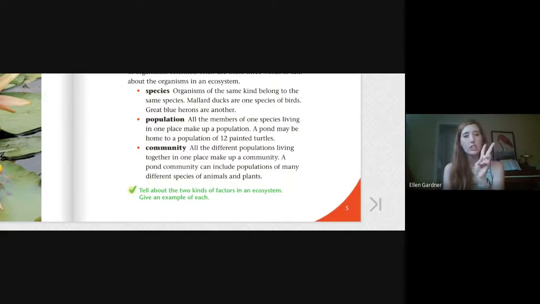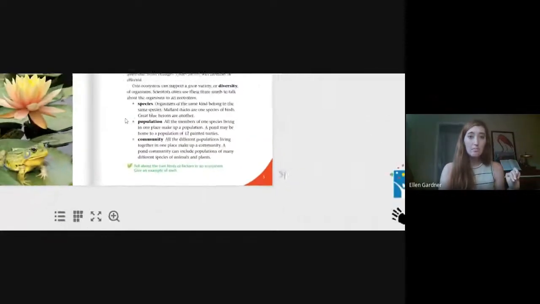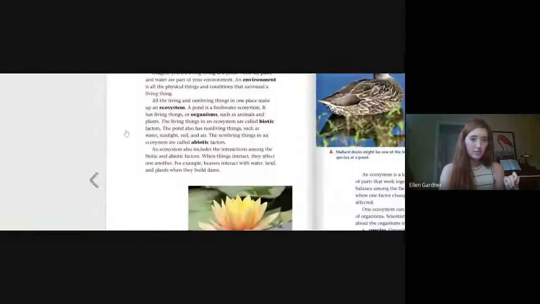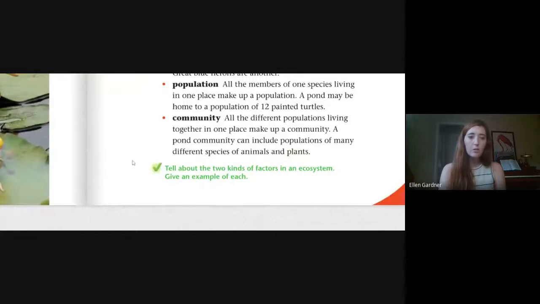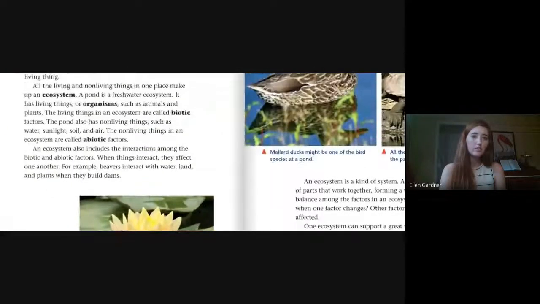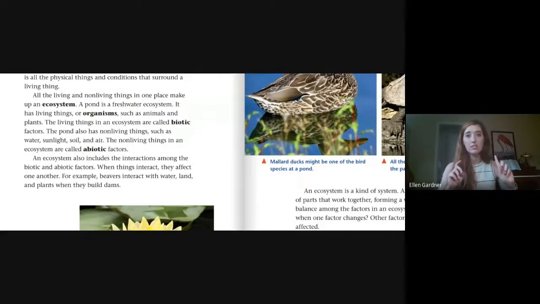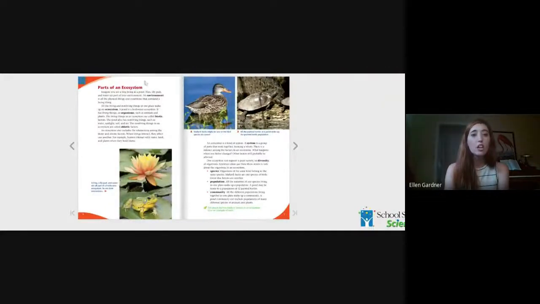What are the two kinds of factors in an ecosystem? Do you remember what they are? Living and non-living, or do you remember the specific scientific name for it? Biotic and abiotic. Let's take a look here. Here they are, biotic and abiotic. Okay. What would be an example of each? Another question about that. What is a biotic or living factor? You could say any animal would be a biotic factor, or any plant. Now, what's an abiotic factor? Water, soil, sunlight, air, all of those would be abiotic. Those are not living.